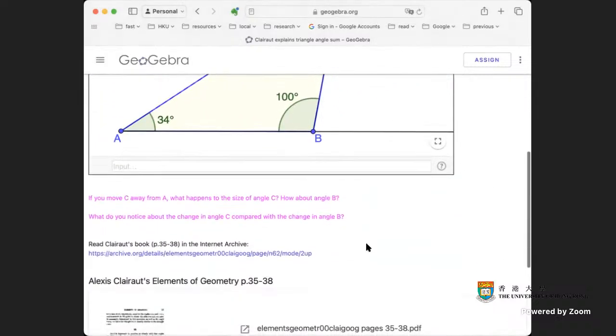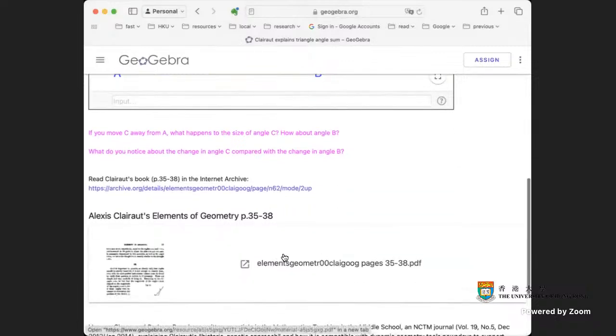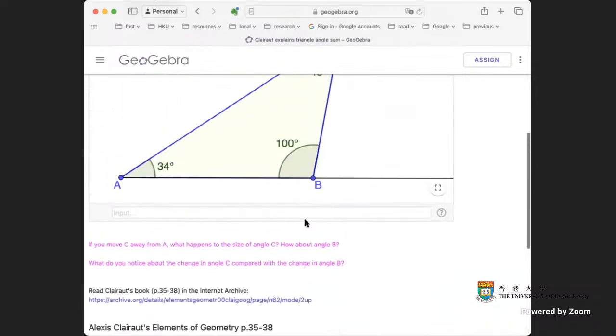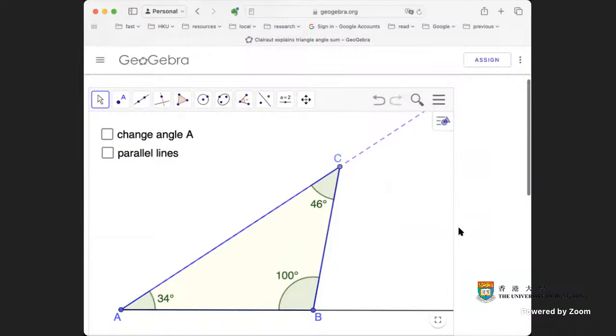If you're interested, you can follow the links below to find the original book on the Internet Archive, from the author here. You can find the few pages I extracted here, or another article from the journal of NCTM, Mathematics Teaching in the Middle School. In this journal article, the authors introduce Clairaut's ideas and also compare them with what we can do nowadays with dynamic geometry, just like what I tried to demonstrate here in this file. I hope that you find this explanation useful for your understanding of this exploration and these ideas.